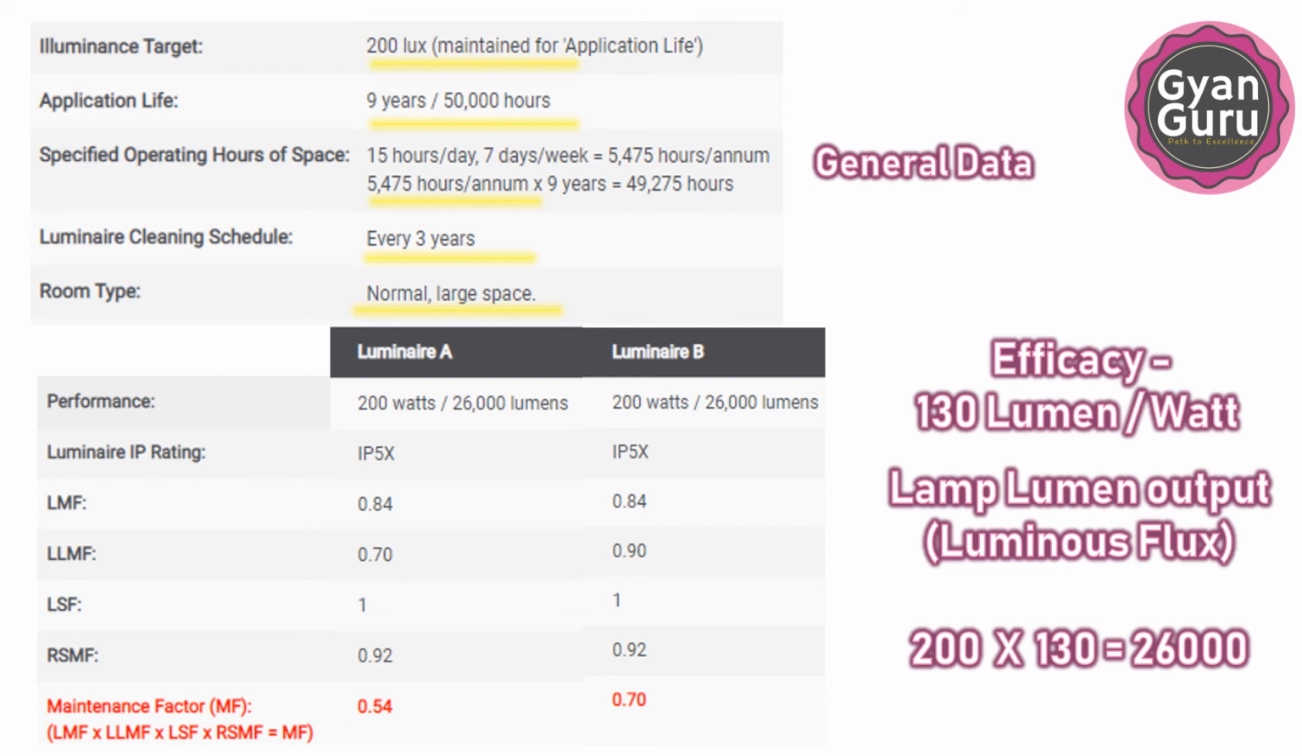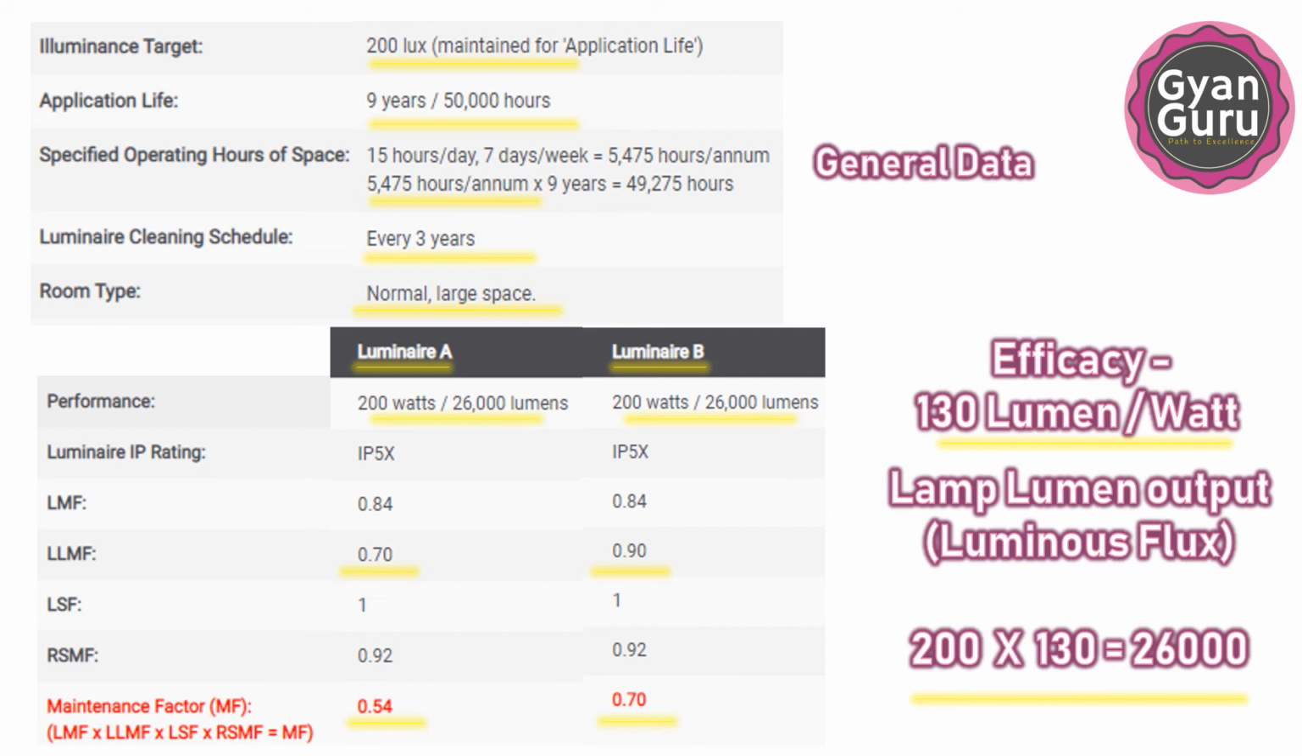Now we have two luminaires, Luminaire A and Luminaire B. Both luminaires have an efficacy of 130 lumen per watt. Hence both have 26,000 lumen lamp output. Luminaire A has a lamp lumen factor of 0.7 and Luminaire B has 0.9. Other factors such as luminaire, room surface and light survival factor are the same. Hence, the maintenance factor for Luminaire A is 0.54, and that of Luminaire B is 0.7.